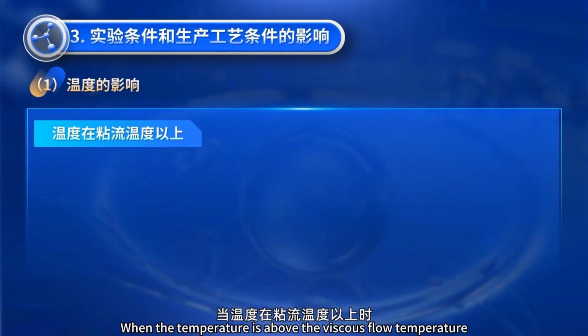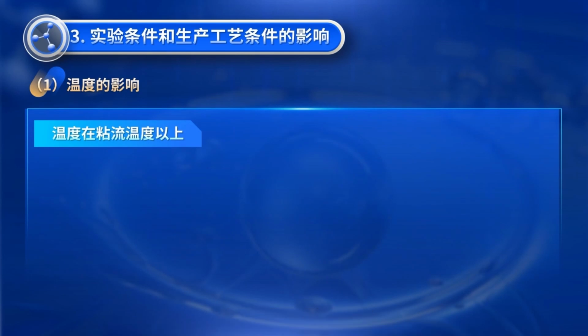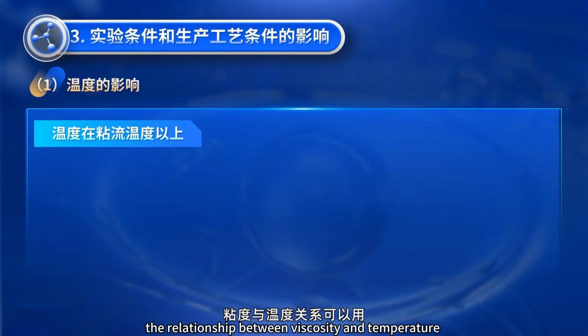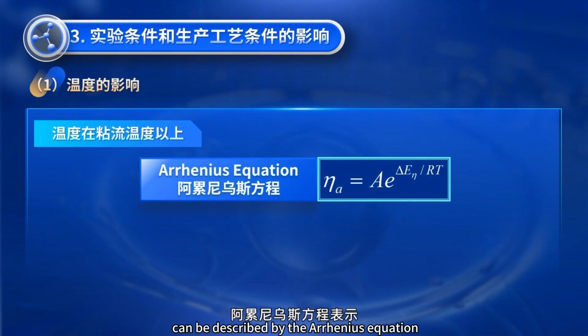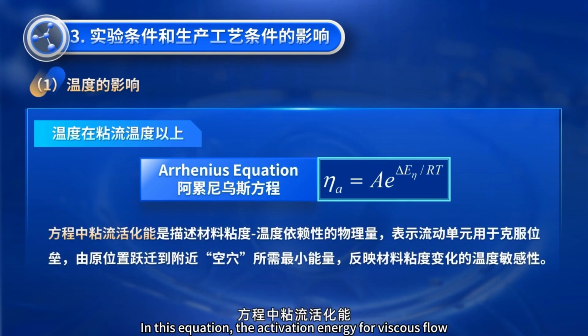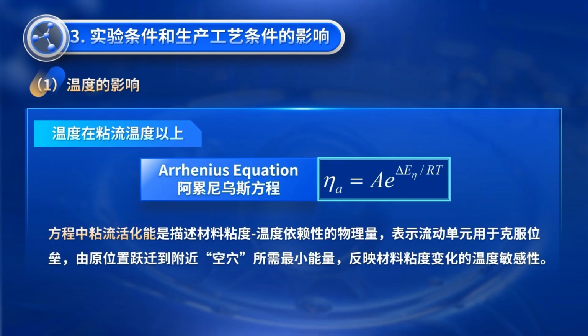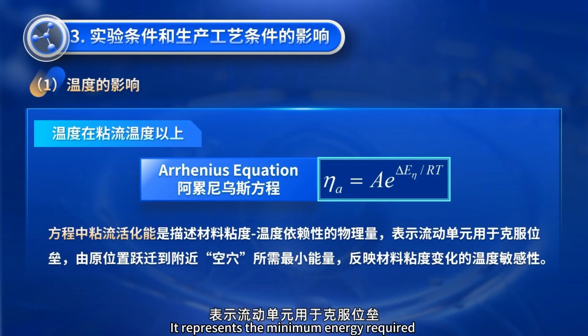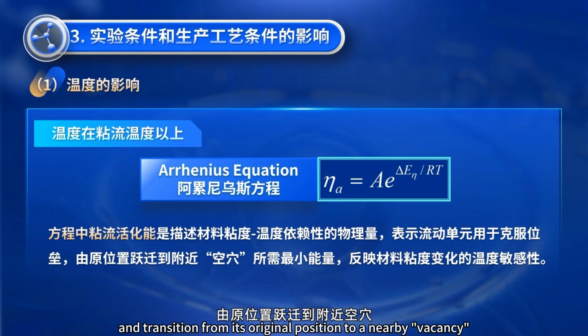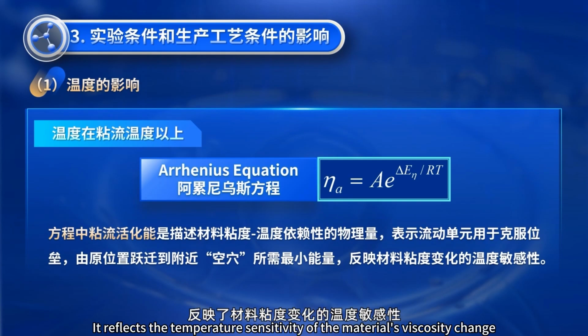When the temperature is above the viscous flow temperature, the relationship between viscosity and temperature can be described by the Arrhenius equation. In this equation, the activation energy for viscous flow is a physical quantity describing the temperature dependence of the material's viscosity. It represents the minimum energy required for a flow unit to overcome the potential barrier and transition from its original position to a nearby vacancy. It reflects the temperature sensitivity of the material's viscosity change.